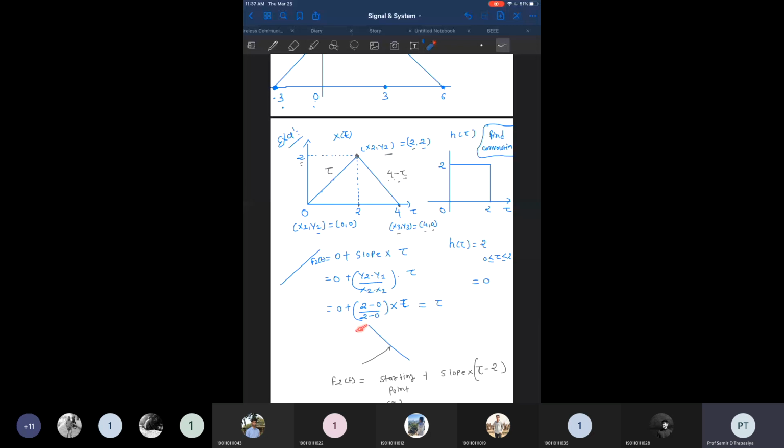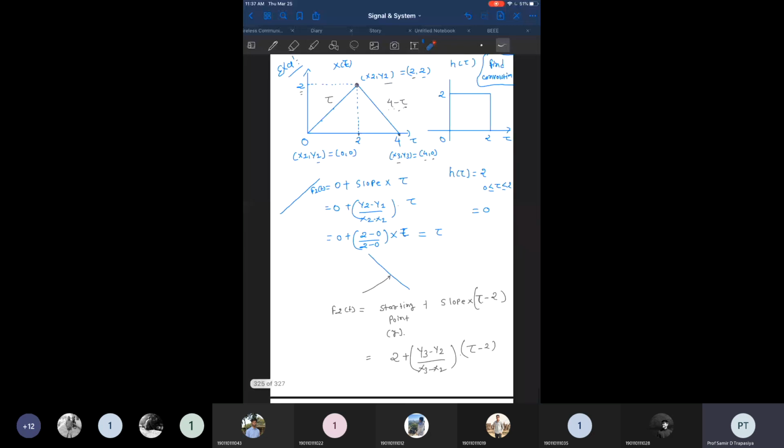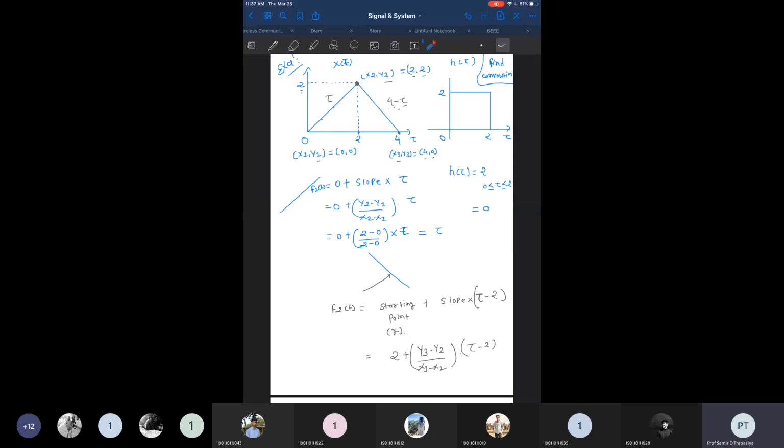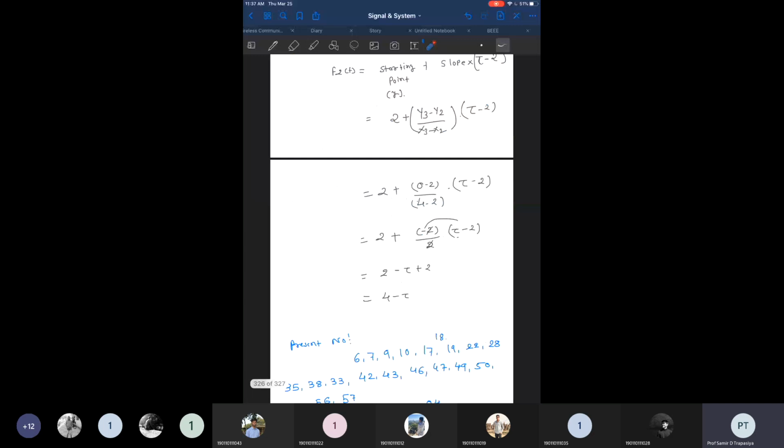And we will find the function for the negative going ramp, which starts from 2, so rather than tau we have tau minus 2. It is again the same equation: starting point plus slope into tau minus 2. If you find the slope, y3 minus y2 over x3 minus x2, where x2, y2 and x3, y3 are the corresponding points 2 comma 2 and 4 comma 0, then finally we get another function, which is 4 minus tau.